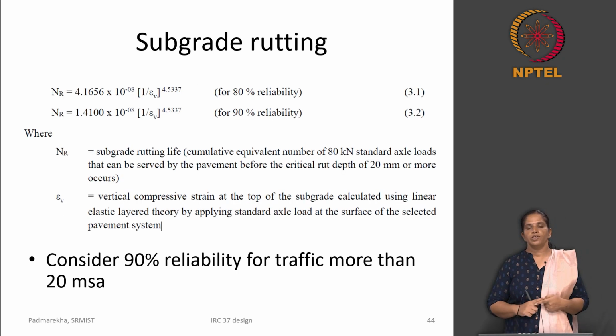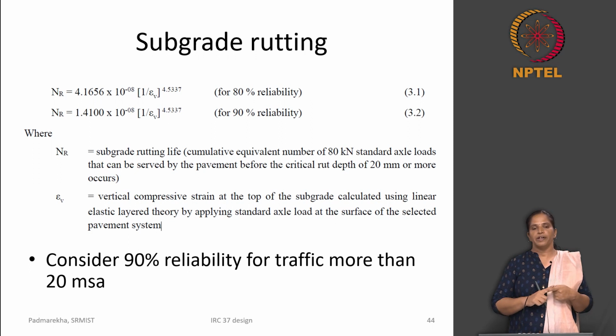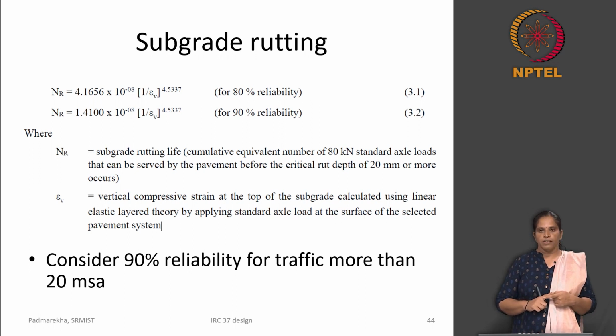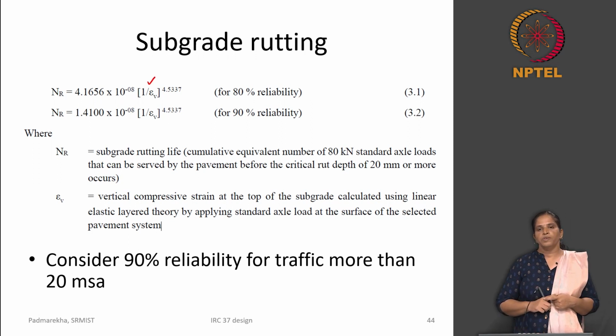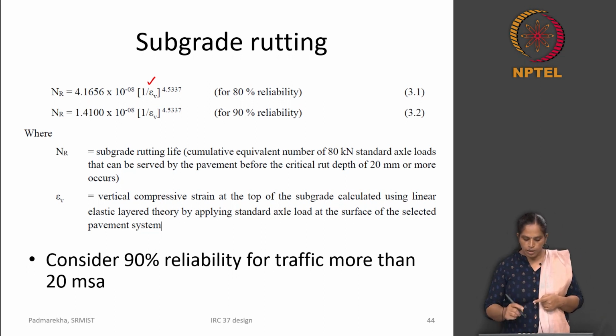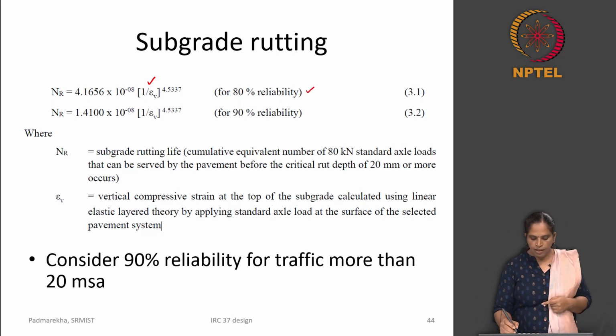So this is a distress equation that is used to compute the rutting life of a pavement. You can see that the number of repetitions of a standard axle load that the pavement can withstand before the subgrade fails in rutting is related to the compressive strain at the top of the subgrade layer. So you have two different equations, one corresponding to 80% reliability and the other corresponding to 90% reliability.